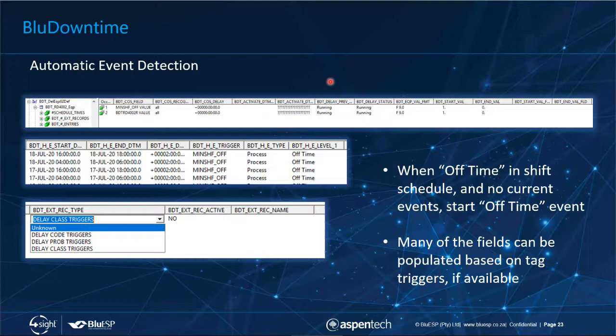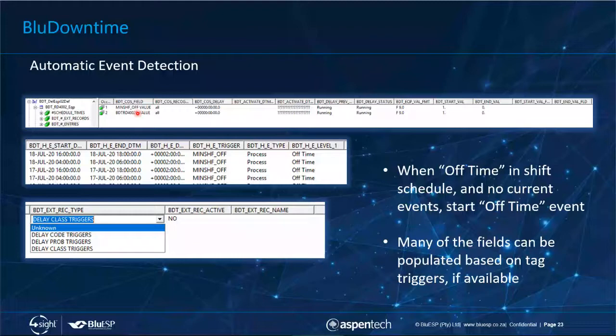This is a scenario where there's two 10-hour shifts with 2-hour intervals between each shift where they've got off time. This tag for this specific equipment determines whether there is already a downtime or event running. So therefore, if it's off time and there's no current event running, it will create an off time event. And here we see an example of that. So from 4 to 6 each morning and each afternoon, we've got a 2-hour off time event.